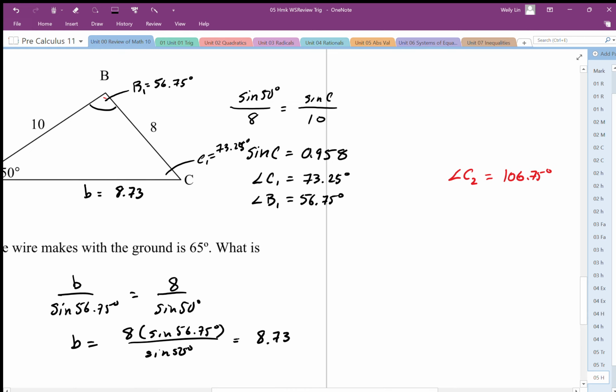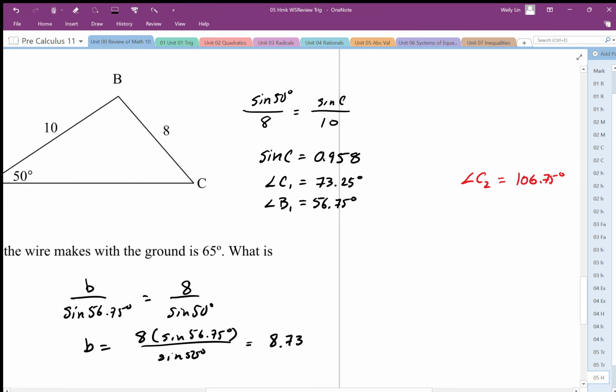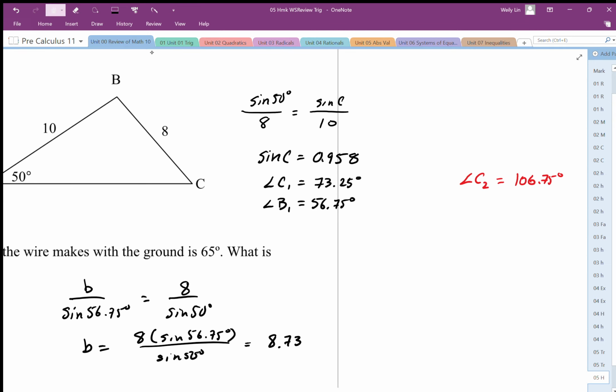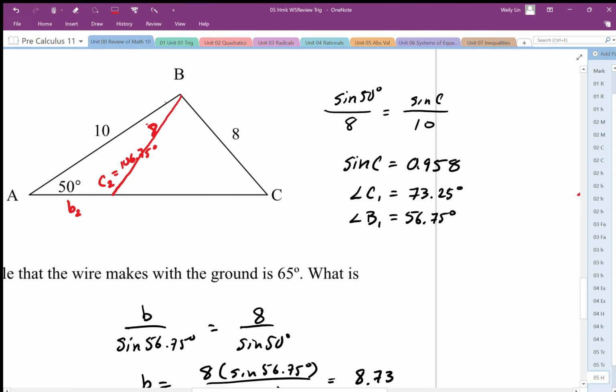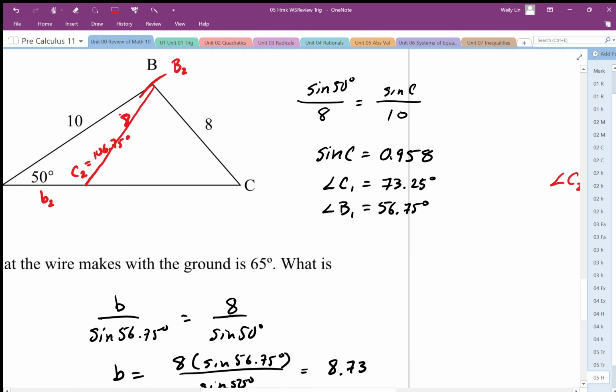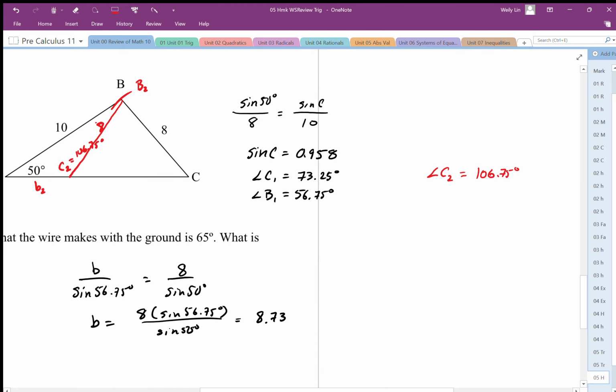We need to solve for the ambiguous case as well. So I'm just going to sketch in the ambiguous case, the alternative triangle based on the C2 that I solved for. When I solved for C1, I had to find a C2. So drawing it in like this, my C2 exists like that, and that angle is 106.75 degrees. And this is a length of 8 in here. So I need to solve for B. I'm going to call that B2, and this angle here, B2. Okay, so I'm going to start with the angle B2.